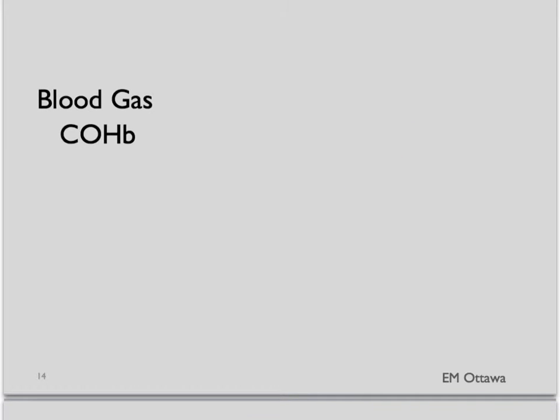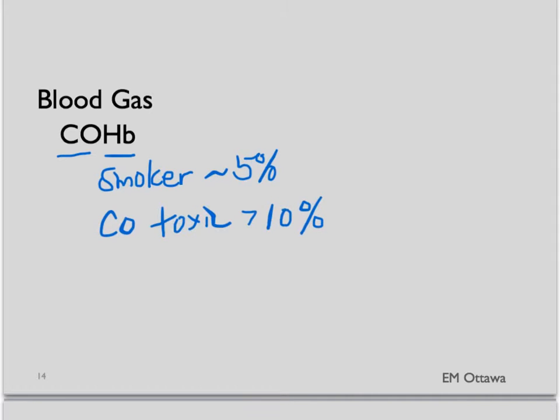Now, you also want to draw a blood gas, and you're looking specifically for a carboxyhemoglobin level. In a smoker, this level can be about 5% on a regular basis. In a patient with significant carbon monoxide exposure, it will be much higher. So this is a blood test you have to get. There's also now a way to measure this by a non-invasive co-oximetry machine that will also give you a percentage reading.